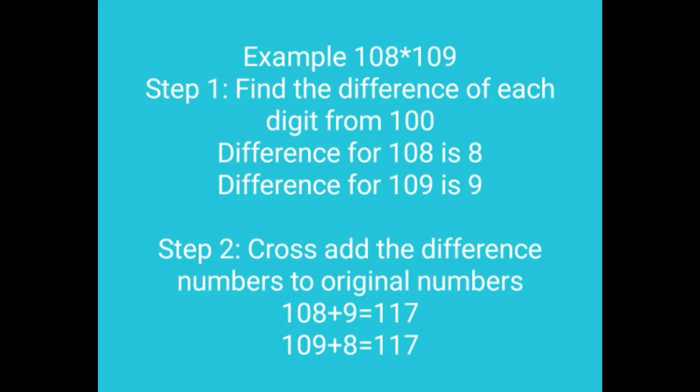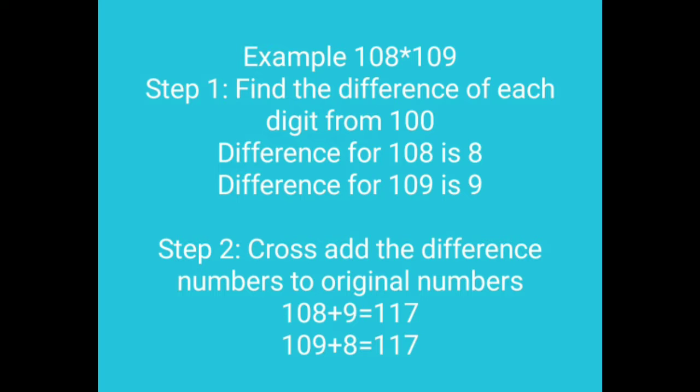Let us take the example of multiplying two 3-digit numbers, that is 108 and 109. So in order to multiply these two numbers in an easy way, first find the difference of each number from 100. In this case, the difference of 108 from 100 will be 8 and the difference for 109 from 100 is 9. So we got two numbers by subtracting them, that is 8 and 9.